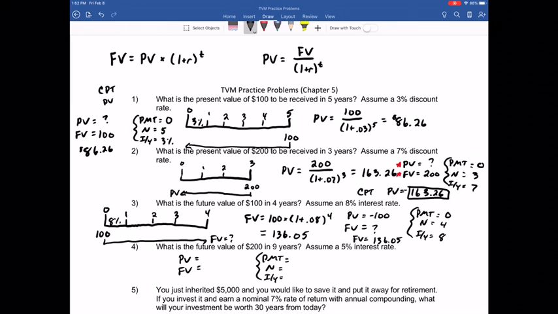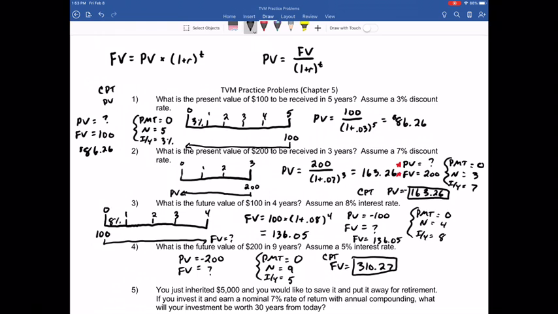But the present value would be the $200 that I would be investing. I'm solving for the future value. My payment is still 0. I'm investing this for 9 years. My relevant interest rate is 5%. When I solve for the future value by hitting CPT, future value, I end up getting a value of $310.27.